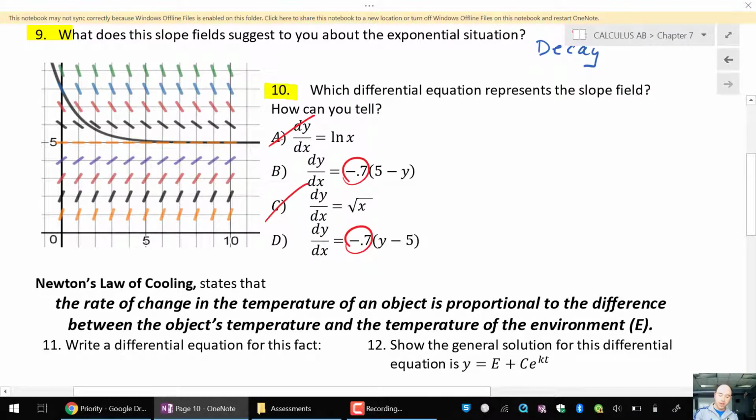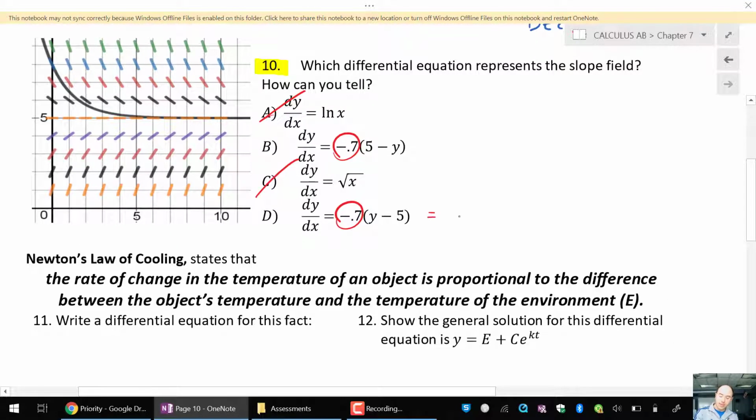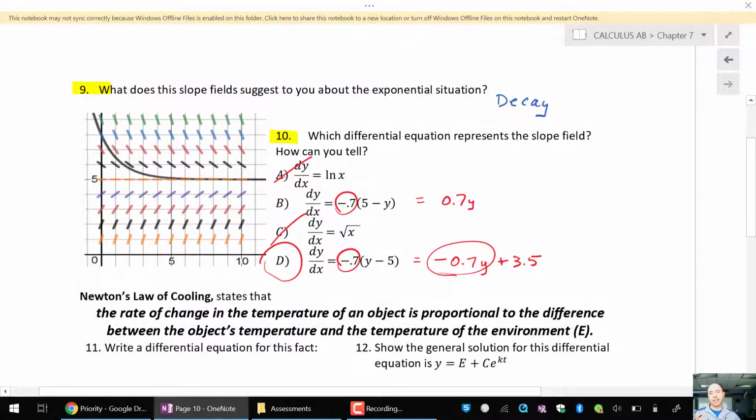However, if you distribute, we see in choice D, negative 0.7 times y plus that 3.5. There's the negative value. But if I do a negative 0.7 times a negative 1y, this is going to become a positive 0.7y up in choice B. Pardon my stylus there. So what that means is, which of those two is a negative k value? Well, that would be choice D right here, that negative 0.7 multiplier on that y value. So choice D is my solution. That's going to be the match of the slope field that's given.